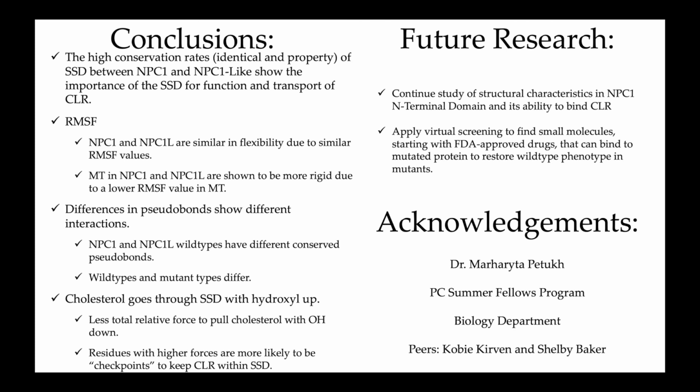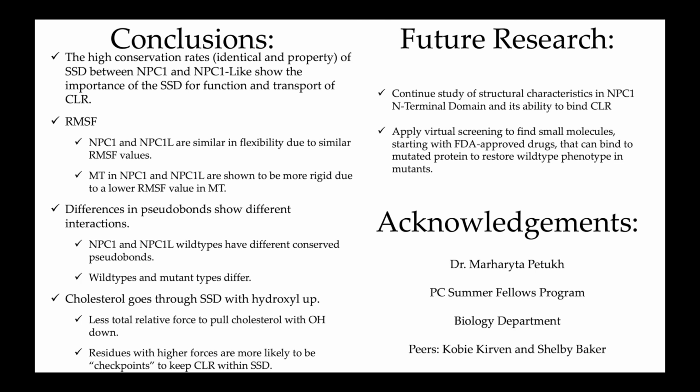The first one is the high conservation rates, the identical conservation and property conservation of the sterol sensing domain between NPC1 and NPC1-like, which show the importance of the sterol sensing domain for the function of the protein and transport of cholesterol. From the RMSF, we can see that NPC1 and NPC1-like are similar in flexibility due to the similar RMSF values per residue, and the mutant types in NPC1 and NPC1-like are both shown to be more rigid due to a lower RMSF value in the mutant type.